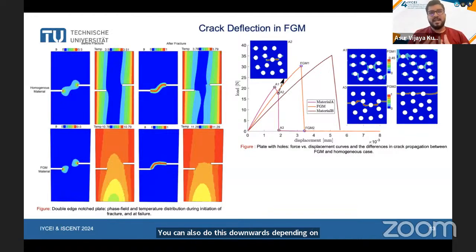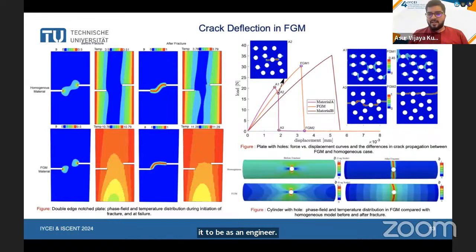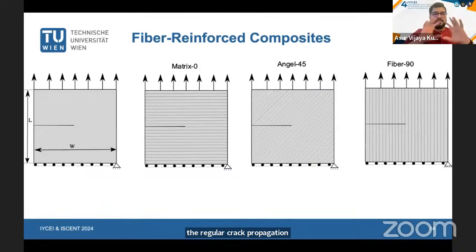So the basic idea is you can deflect the cracks as well. If you know where the stress concentration is, you can always say, fine, now I am going to deflect the crack wherever I want it to be as an engineer, right? Similar examples can be done also for a cylinder. So here on the top, you will see the regular crack propagation, but in the FGM, you can also deflect this. Okay, so this is the final topic.